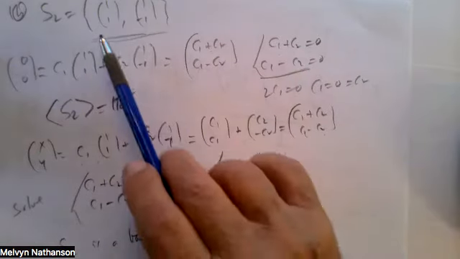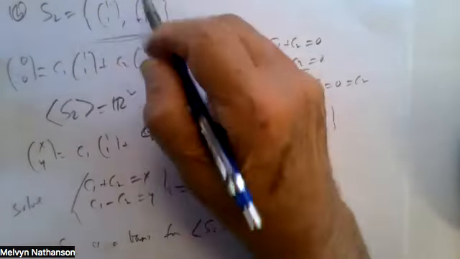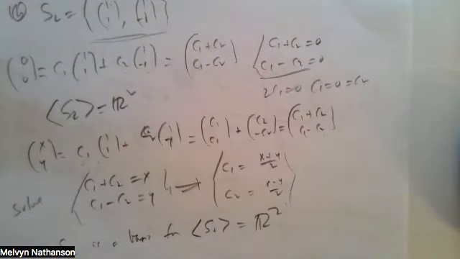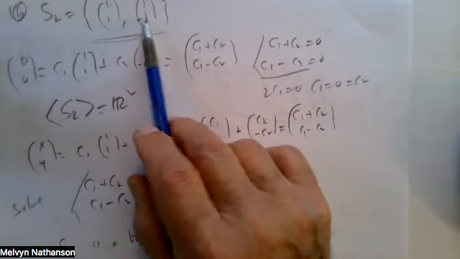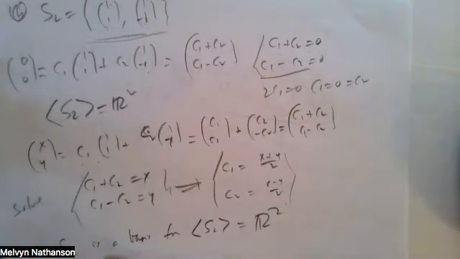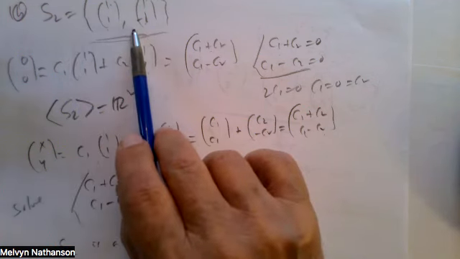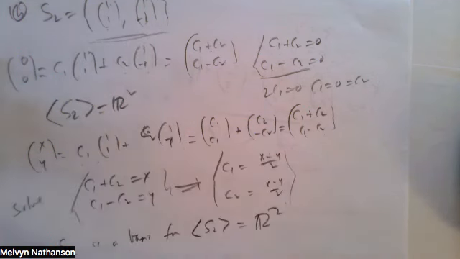So I have a set of two vectors, (1, 1) and (1, -1). I want to find the subspace they generate and a basis for that subspace. So the first thing I do is I see that these two vectors are linearly independent, so they will automatically form a basis for whatever subspace they generate.